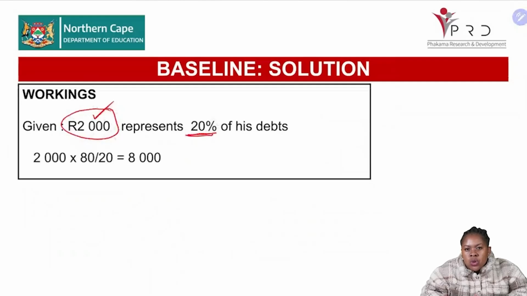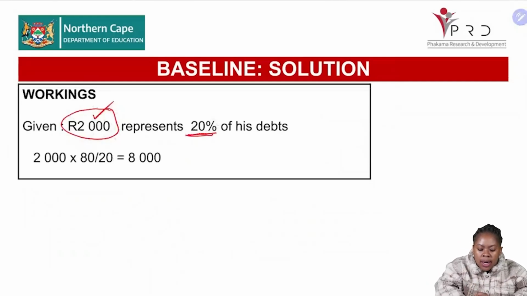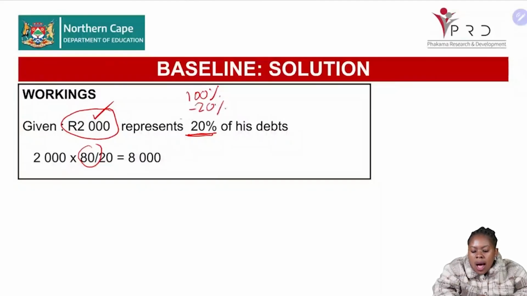So what am I going to do to get to the amount that needs to be written off? The amount that needs to be written off is 2,000 multiplied by 80, because out of the 100% that Magnum owed us, he paid 20%. So how much is still outstanding? 80%. And how much in rands is the 80%? That is what we are calculating. So we are going to say 2,000 multiplied by 80 divided by what we have. So it is the 2,000 multiplied by what we want divided by what we have. Now we find, and that will give us our 8,000.